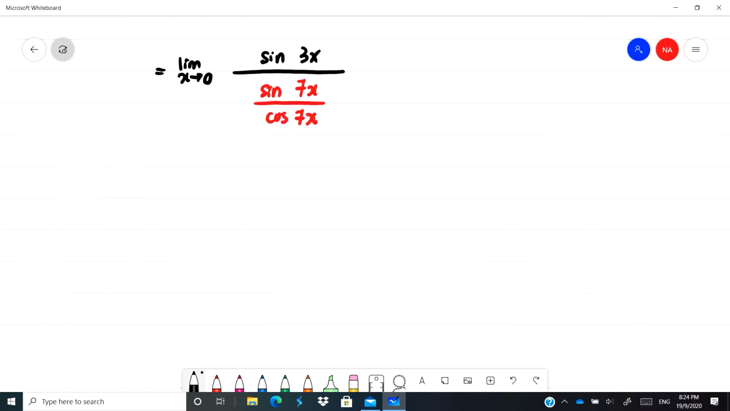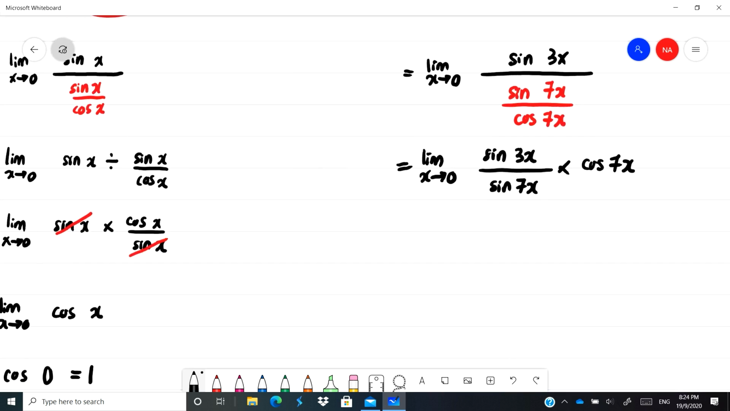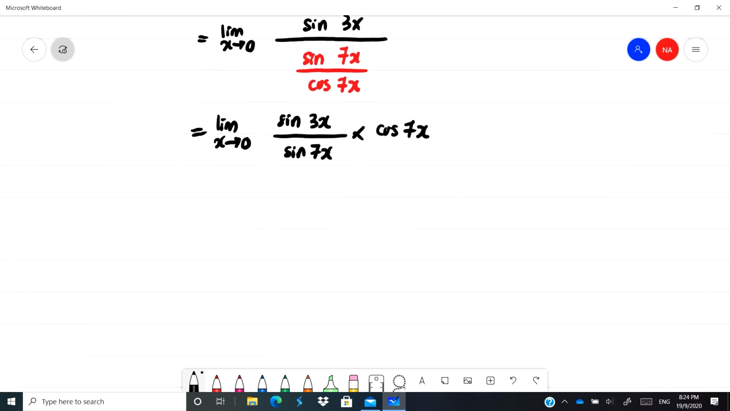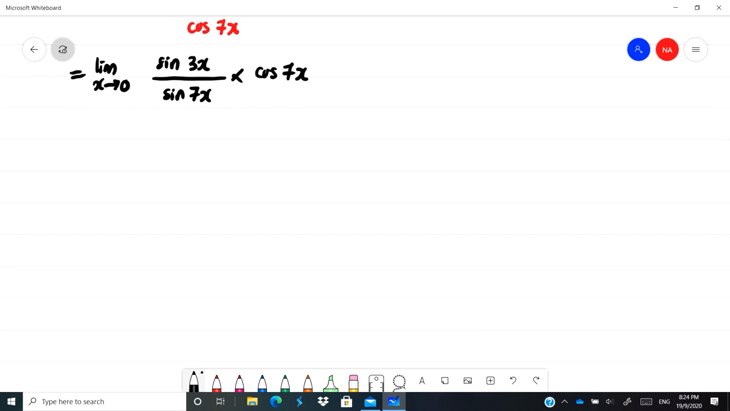You can show it one by one here, or you can just simply write it as limit as x approaching 0 of sine 3x over sine 7x multiplied by cos 7x. Yeah, you just need to do this step. Now you have sine 3x over sine 7x over cos 7x. So you cannot do anything there.